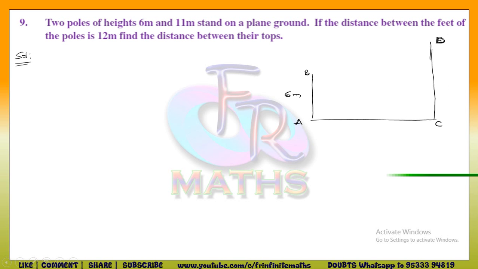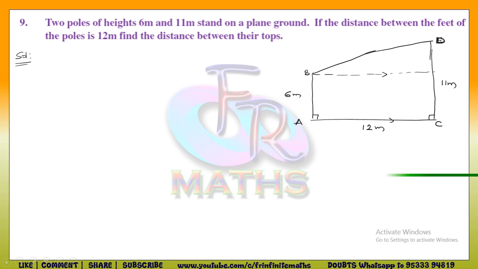Next, what he has given, if the distance between the feet of the poles is 12 meters, that means the distance between these two is 12 meters and this pole is 11 meters. Now find the distance between their tops. That means he is asking you to find this distance, the BD distance. For that, already we know these are perpendicular to the ground. Next, I am going to draw an imaginary line which is parallel to this.